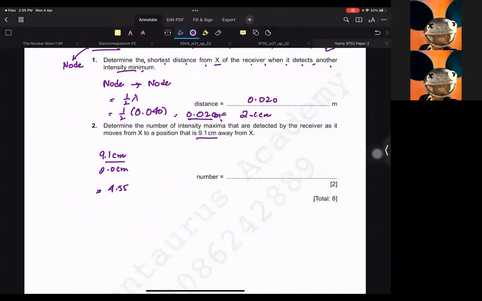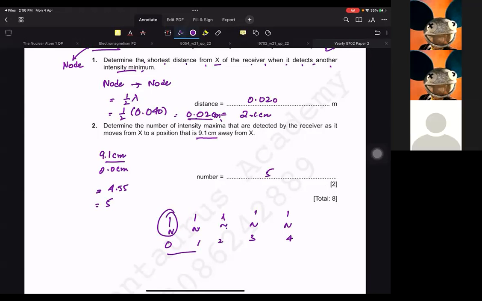You round it off, that is almost 5. Why am I rounding it up? Because whenever we count, there's a node and then we count 1, 2, 3 and 4. But if we count this one, then basically from 0, there are 5. So that's why it has to be 5. Do remember that. Do not be tricked by writing just 4.